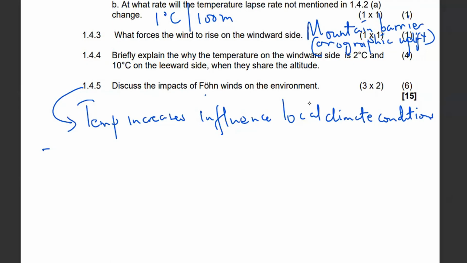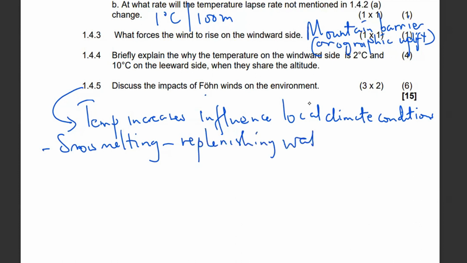And also in Central Europe, it is going to cause snow melting. And snow melting can have a positive impact. It can help in replenishing water sources. Then it can also facilitate drought conditions.